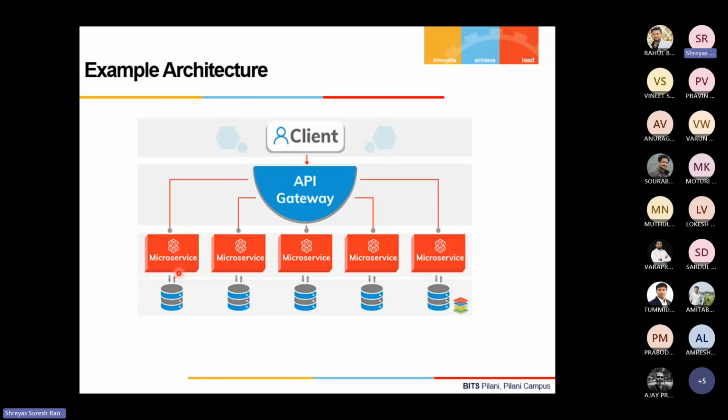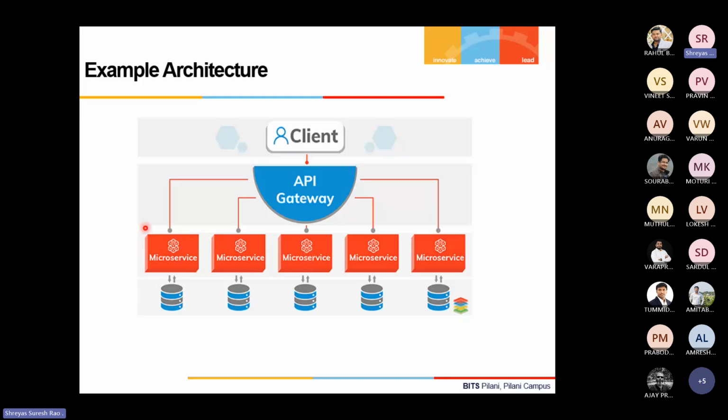For example, if I take order as a microservice, order may depend on the payment service, right? Without payment, the order service will not be complete. Similarly, the order service may require the kitchen service. Without the food being prepared, without the payment being done, my order will not be complete. So that way, there can be dependencies between the microservices.